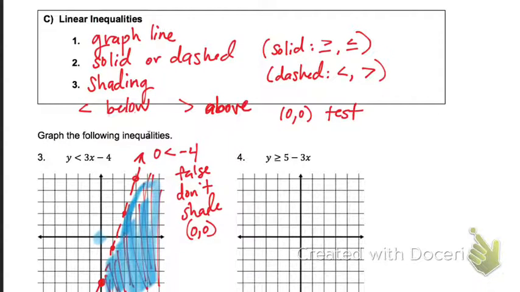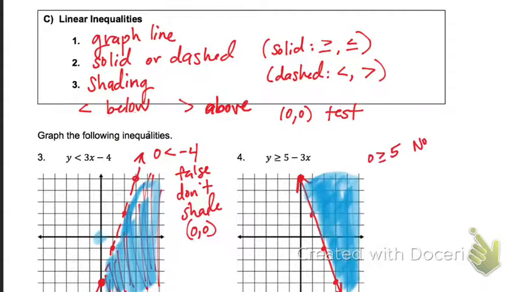So try number 4. Okay, looking at number 4, I'm going to plot my point. Y-intercept is at 5. Has a slope of -3, so I go down 3, right 1. I'm always going to go right. If it's a negative slope, that means I go down into the right. If it's a positive slope, I'm going to go up into the right. So down 3 over 1, it is a solid line. It is a greater than, so I'm going to shade above.